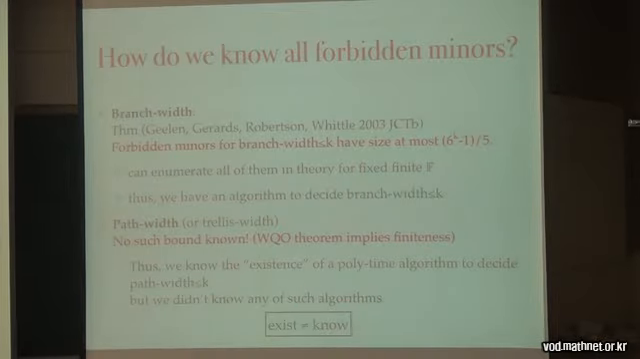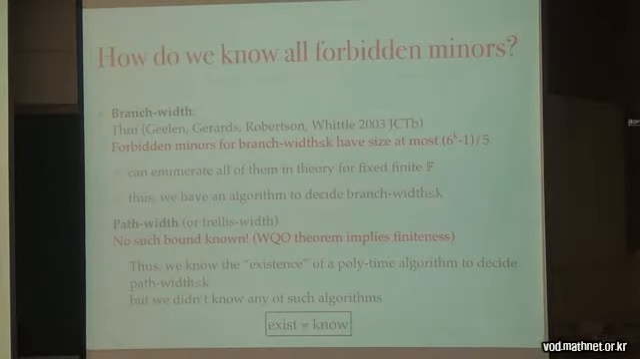try all possible trees, and test whether or not they have a branch width bigger than k. So you can generate all possible forbidden minors, and that will give you an algorithm. We know how to generate all forbidden minors for branch width. Once we know that, you can use it to decide whether or not a matroid has branch width at most k.